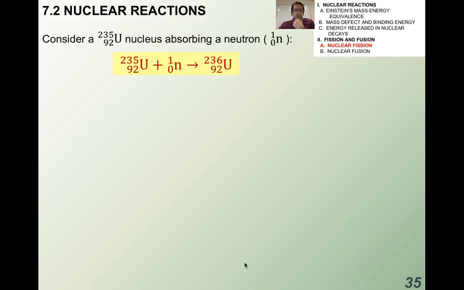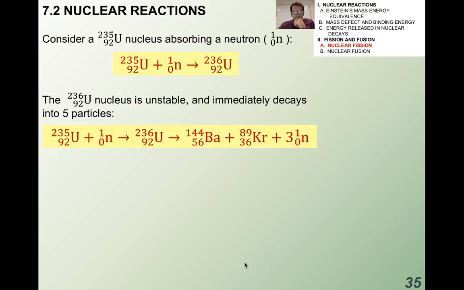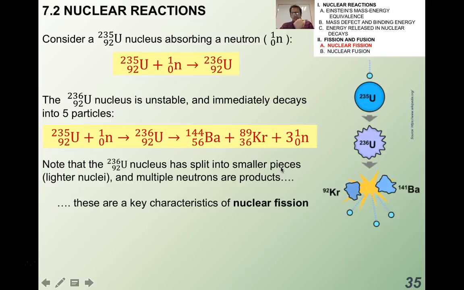Now, if we consider a uranium-235 nucleus that absorbs a neutron, it's hit by a neutron, okay? And if it absorbs that neutron, it's going to become a uranium-236 nucleus. Now, the uranium-236 nucleus is unstable, and it will immediately decay into 5 particles: barium, krypton, and three other neutrons, okay? So note that the 236 nucleus is split into smaller pieces, lighter nuclei, and the multiple neutrons are products, okay? So these are key characteristics of nuclear fission, okay?